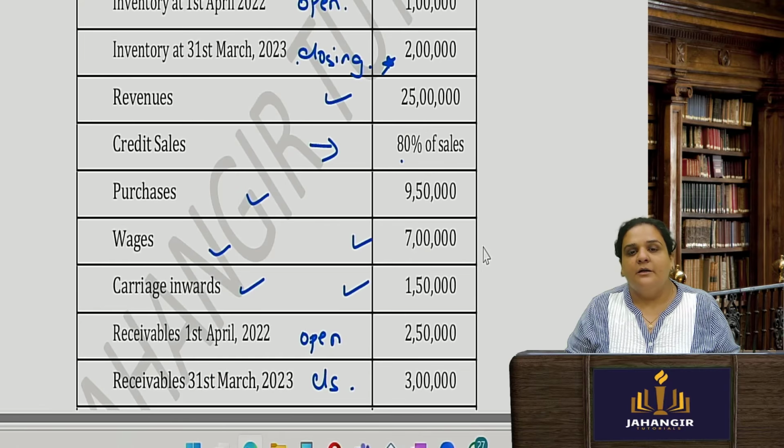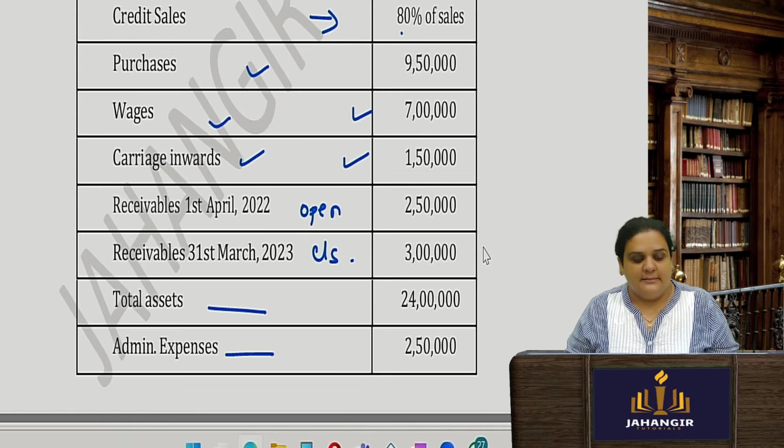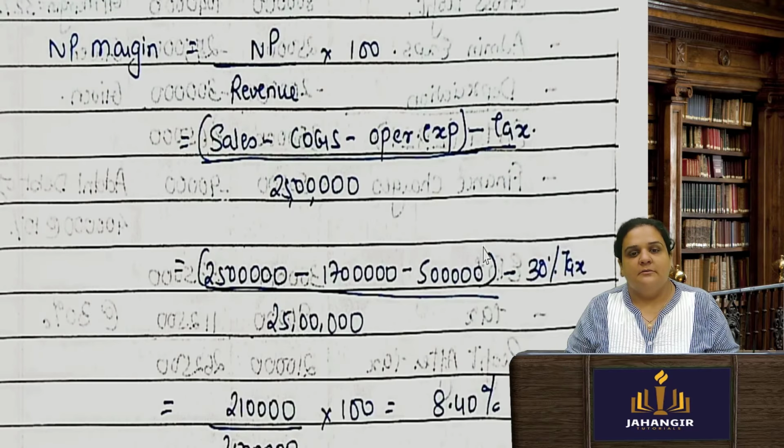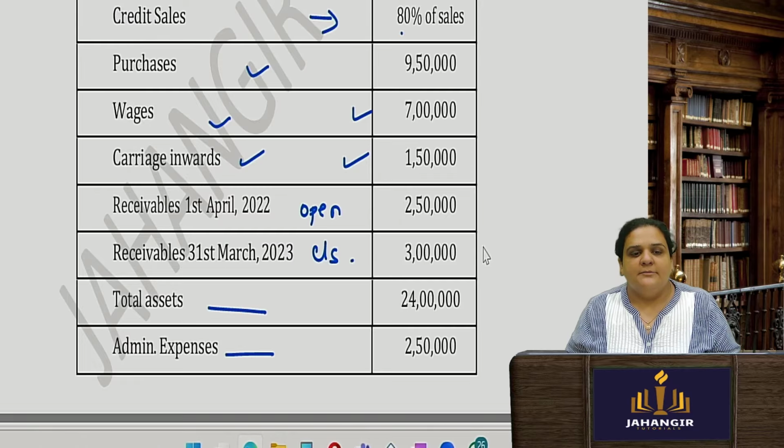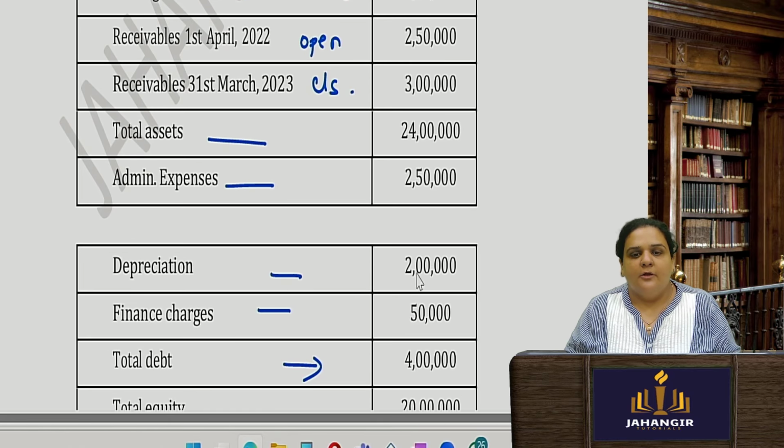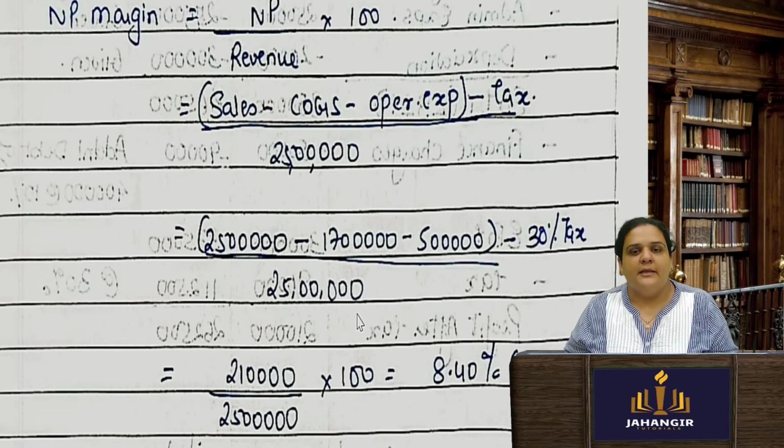We have the amount of sales, which is 25 lakhs. COGS we just did, 17 lakhs. What are the operating expenses? Operating expenses will be your administrative expense, then your depreciation, and your financial charges. All these are your P&L items. Then minus your tax rate.